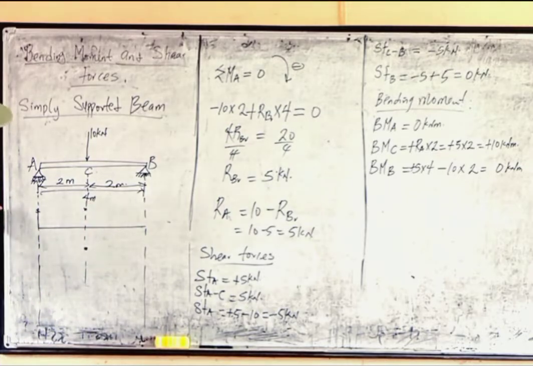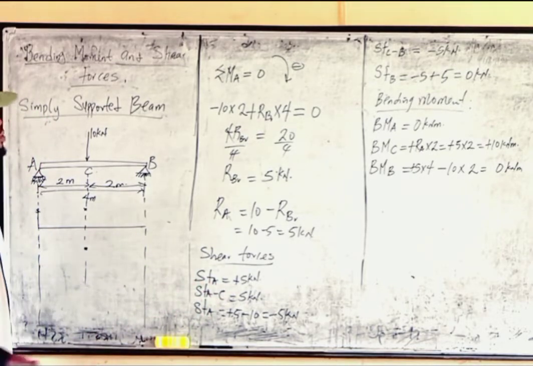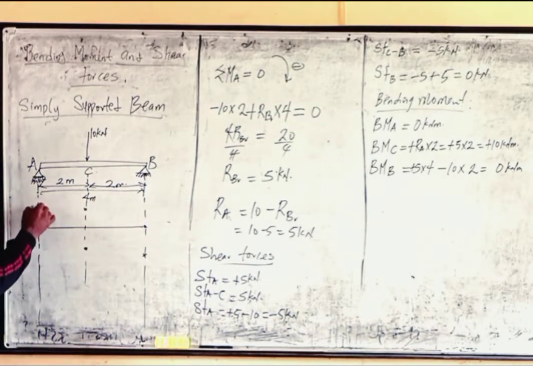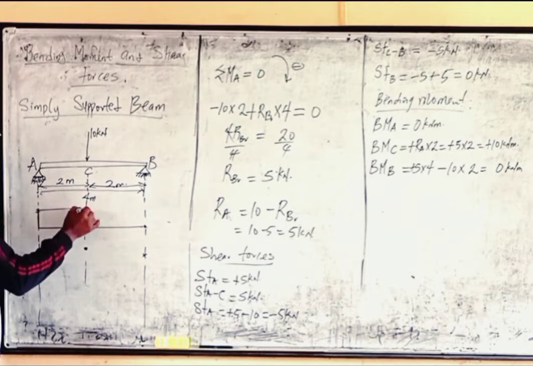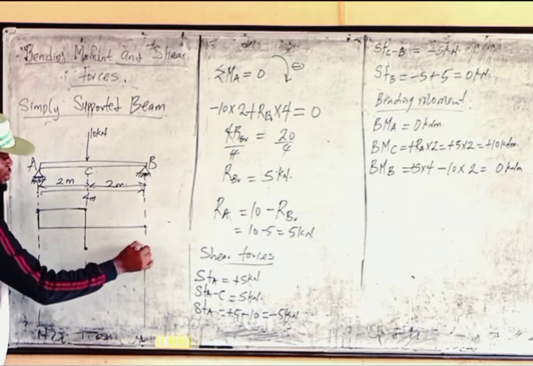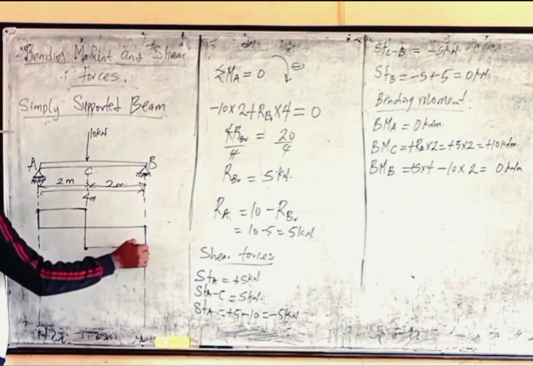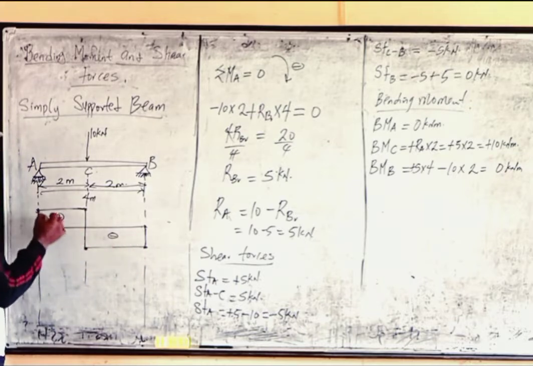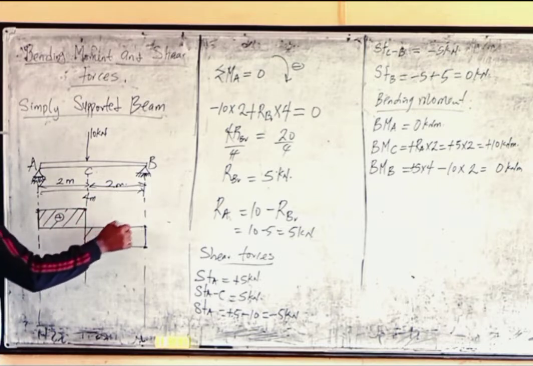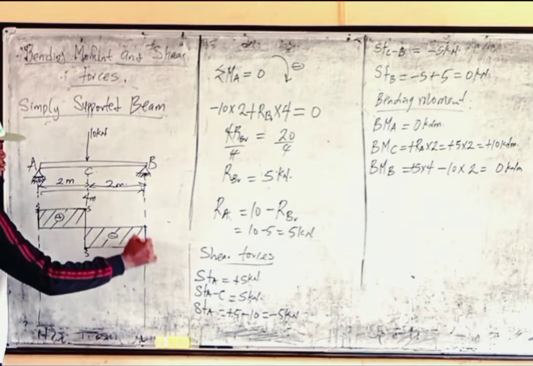From A to C was still 5, and from C to B was still 5, before you now get to 0. So we just ran with straight lines, horizontal and vertical. Vertical, this plus, this minus. This is what we're having as our shear force for this load. So we're having 5, 5, 5, 5.